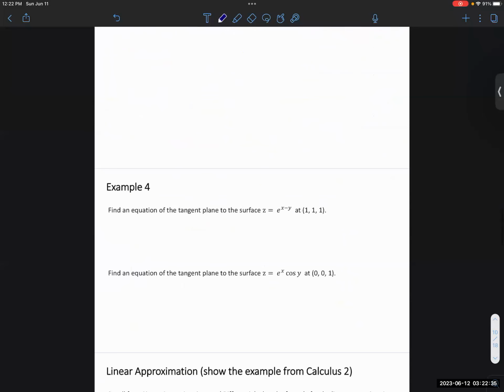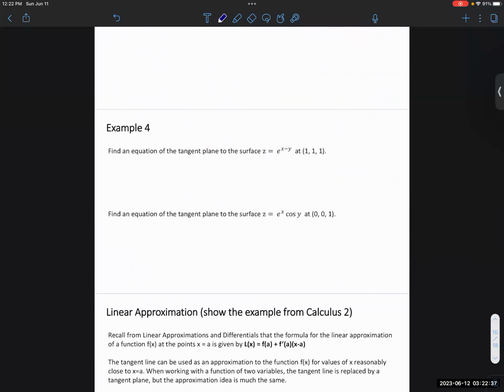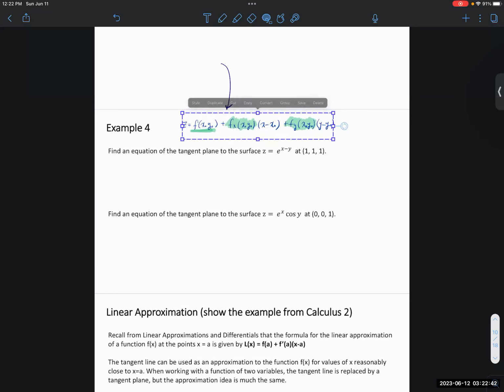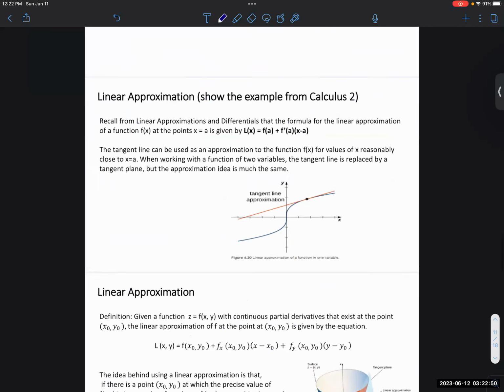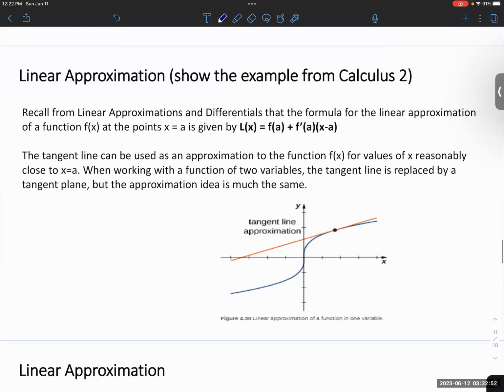Slowly, let's go. There's one more practice you can try. So try this yourself, using the same strategy. All right, now I'm going to talk about the linear approximation. We already learned the linear approximation concept in Calculus 2.